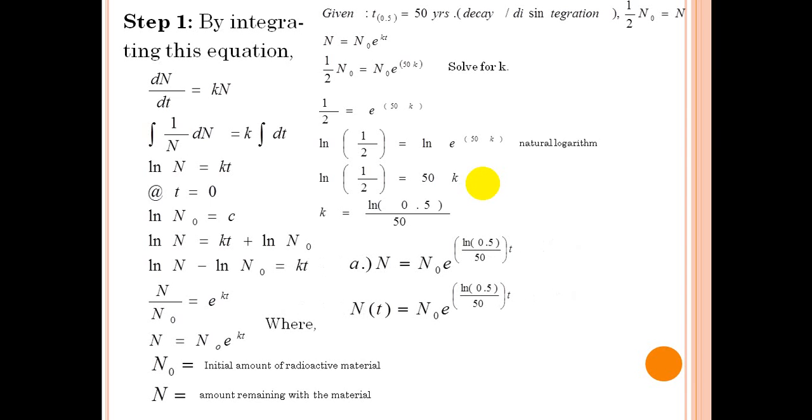Now for A, by substituting the value of k into the equation obtained in step 1, we will have the equation that we're looking for, which will express the amount at any time t. So this is the equation that we're going to use throughout the problem.